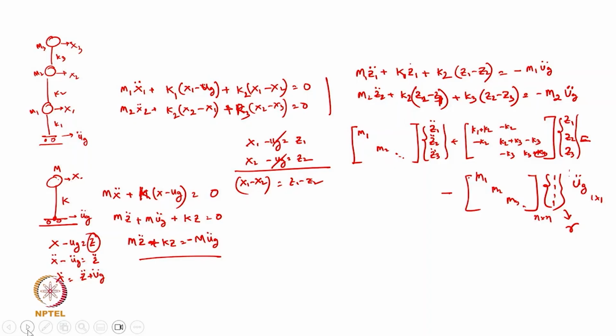Now, if this is done, what are we getting here? This is my M matrix, K matrix, Z matrix, and this is R. From here we can calculate the dynamic mass participation factor. Once we get the mass participation factor, we have to check whether it is within the 90% limit or not.